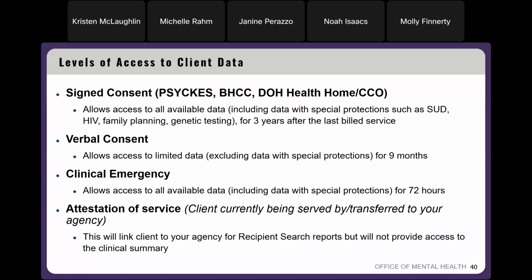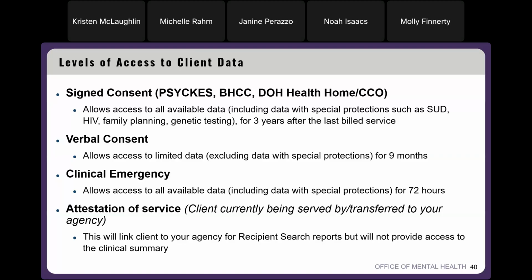So for signed consent, that's the gold standard. That's what is going to allow access to all available data, including data with special protections like SUD, HIV, family planning, genetic testing. And it allows that level of access for at least 3 years after the last billed service. So if this is somebody who you're going to consistently be seeing on an ongoing basis, that 3 years keeps getting pushed further and further into the future because it's 3 years from the last billed service.